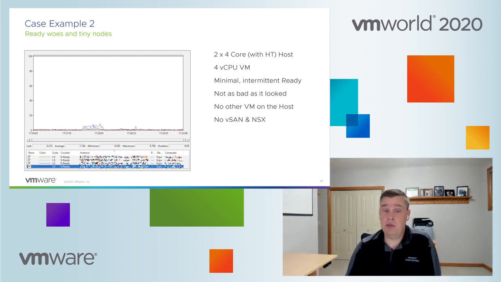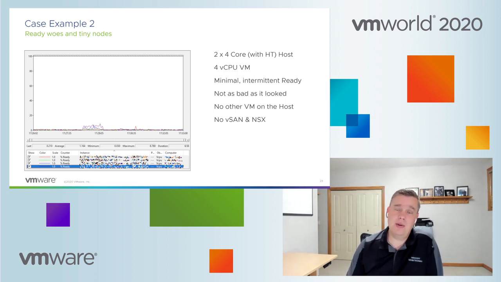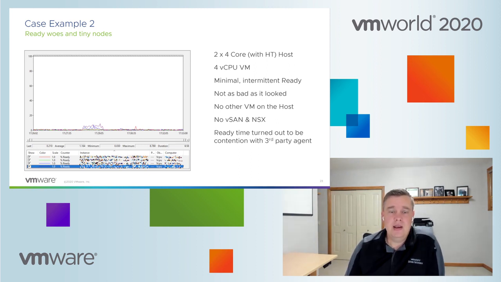And you're quickly going to say, what about all the overlays you just talked about, Mark? Well, in this example here, we didn't have HCI, we weren't using software-defined networking. What it turned out to be was the fact that it was a third-party agent, again, contending. And as we peel back the various layers, we'll take a look at why we saw some of that.